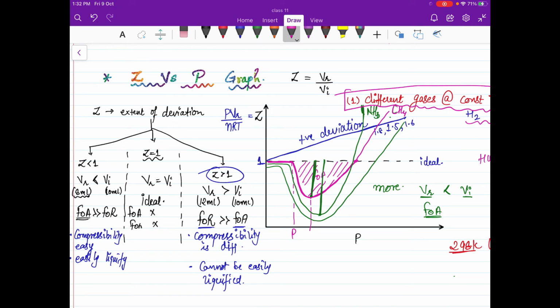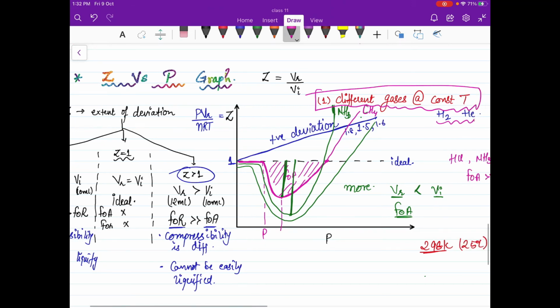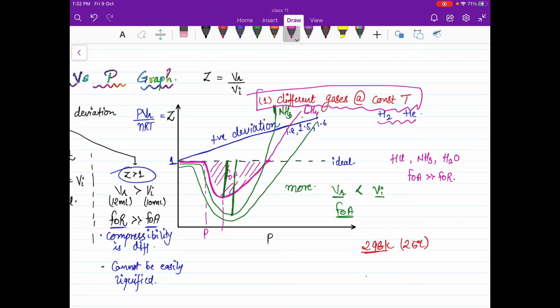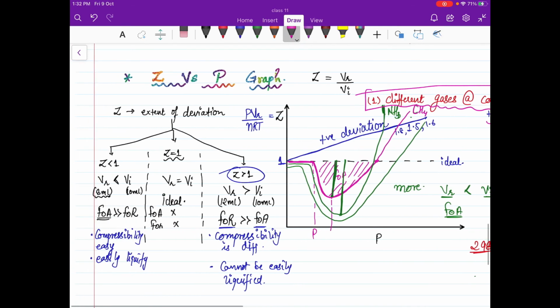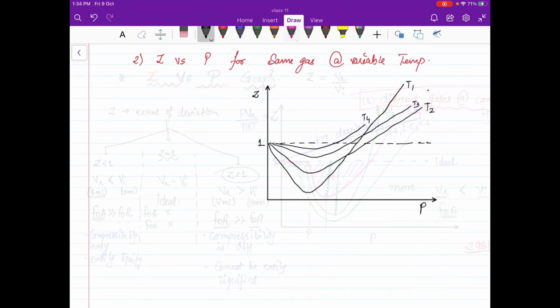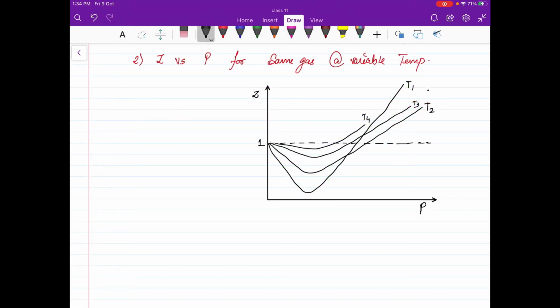We are going to see Z versus P for a single gas at variable temperatures. Earlier the temperature was constant and the gases were different. Now we will keep the gas constant, for the same gas at different temperatures. Let's see what is the nature of the graph we are getting. Okay, let's see then the graph of Z versus P at different temperatures but for the same gas. Let's suppose that gas is NH3, which shows a negative deviation initially with respect to the ideal behavior, right?